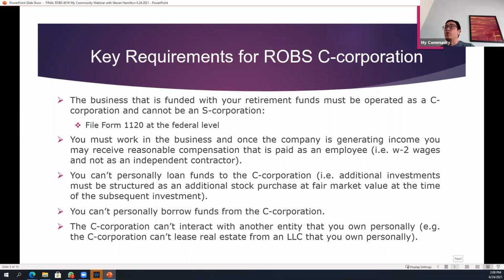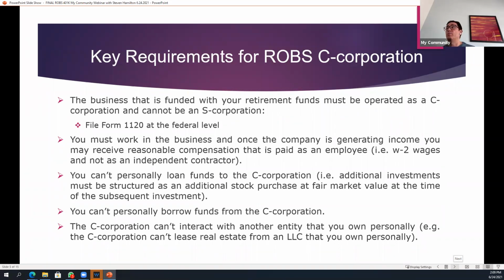Your only relationship with this company is going to be as an employee and a stockholder through the 401k and then personally. So you can't be a lender. You can't personally loan funds to the company. If you make additional investments, that's going to be structured as another stock purchase, which would have to be done at fair market value at the time of the subsequent investment. Likewise, you can't borrow from the company.